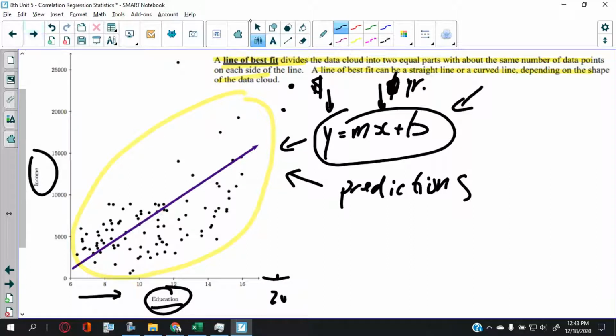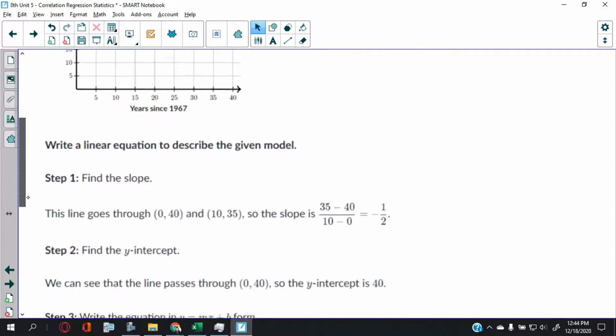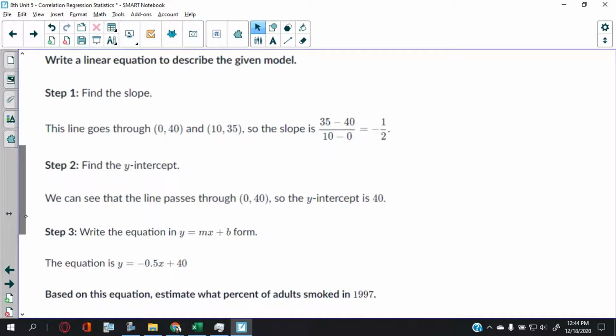Now, how do you calculate a line of best fit? In the old days, even when I first started teaching, you would just have all these points. Now this is practically a perfect -1 correlation. So you would just find a line and connect it, and then calculate it using this method. Don't get too caught up with this because we're going to use a graphing calculator again.